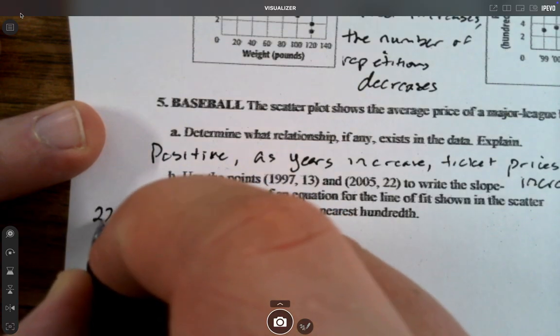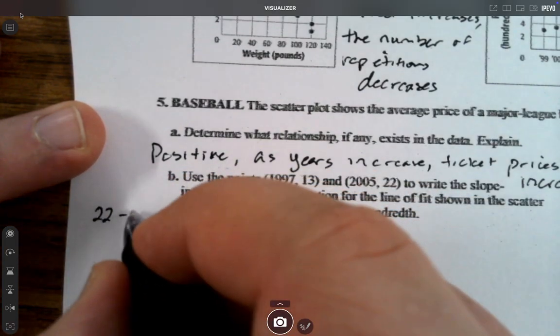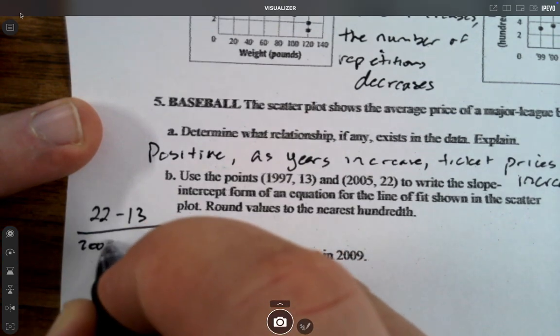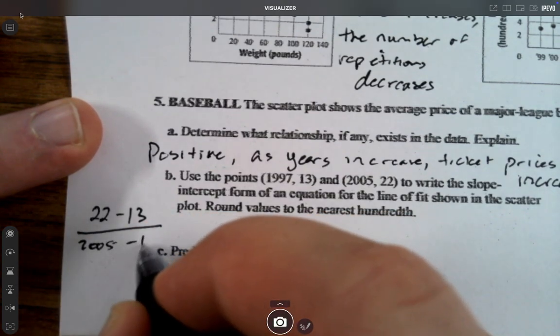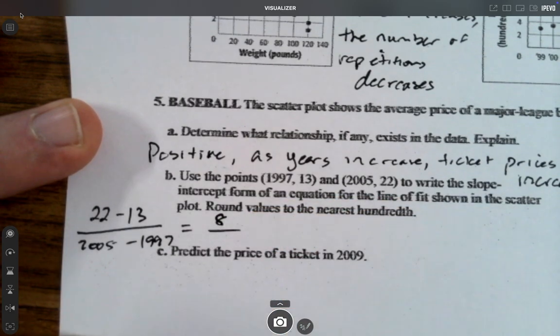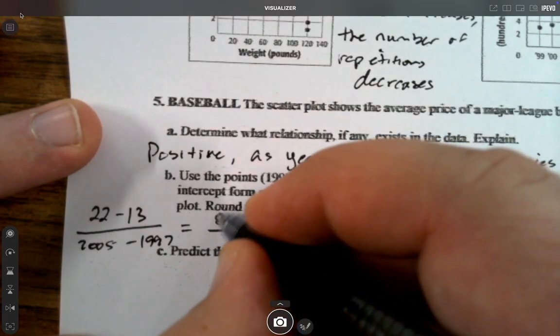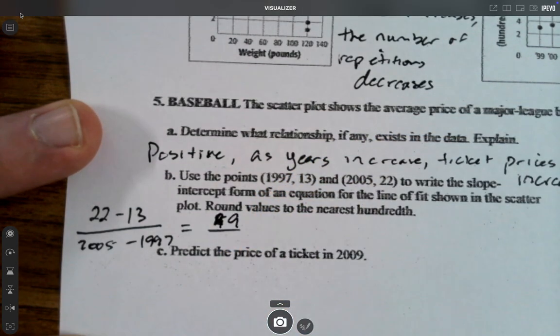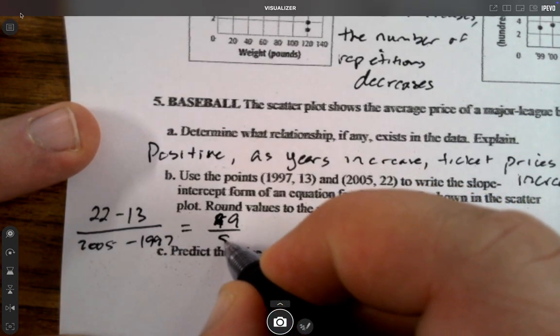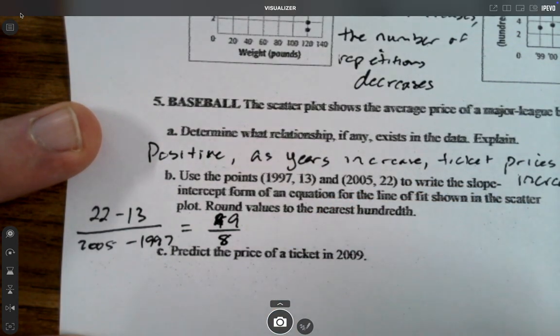So y2 minus y1 over x2 minus x1. 22 minus 13 is 8. Oh, 22 minus 13 is not 8. It's 9. 2005 minus 1997, that's 8. Okay, so that's our slope, 9 over 8.